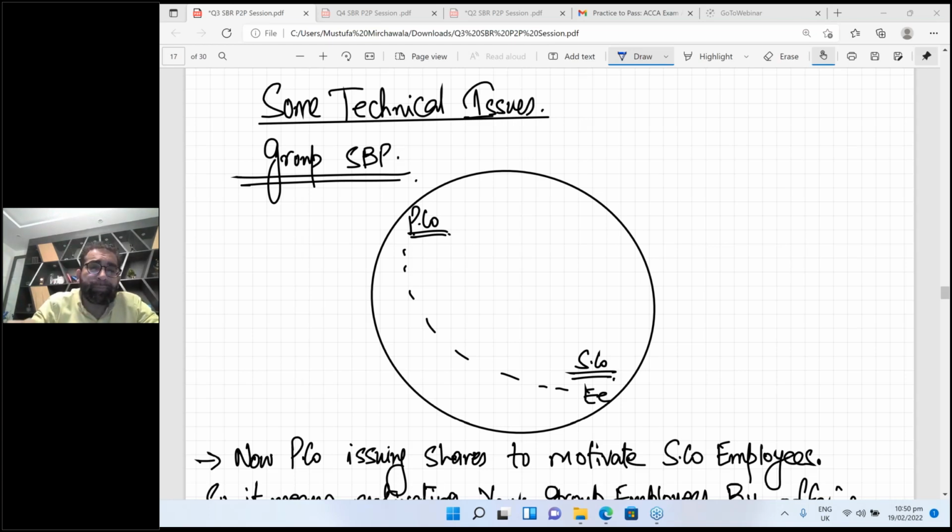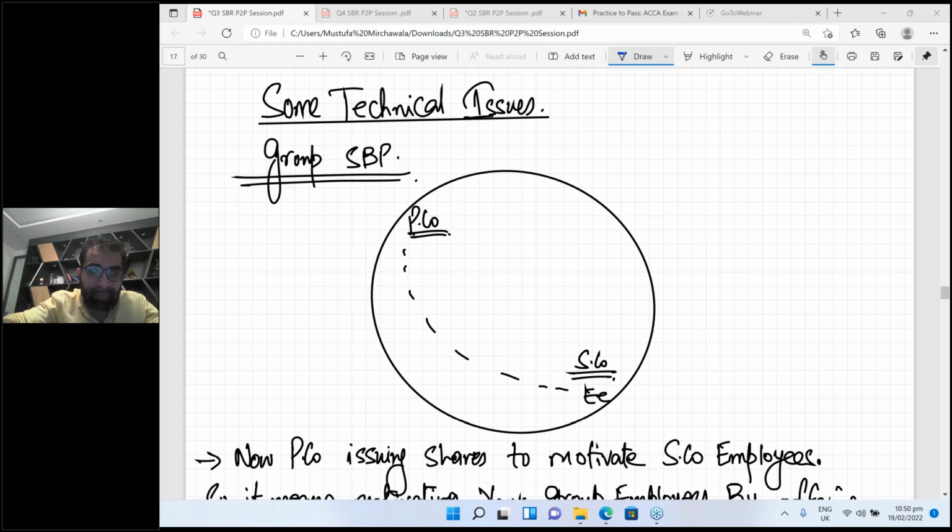Now let us say, just think, parent company acquired S company 3 years back, and now they are in a proper parent subsidiary relationship. They all belong to one group. Now listen, in the group accounts, you always think about this circle.